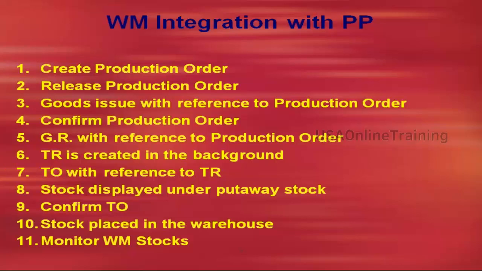As a result, TR will be created in the background, transfer requirement. Then we create a TO with reference to TR and stock displays under put away stock. Then we confirm the transfer order and stock placed in the warehouse. We'll monitor the WM stocks. So this is a cycle of WM with PP.